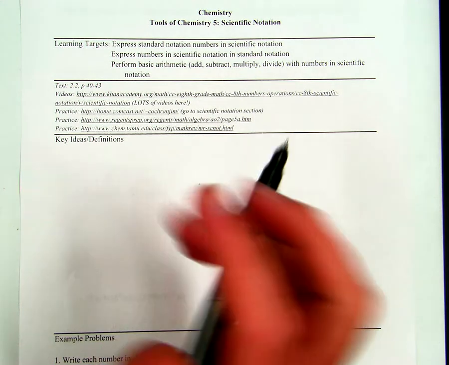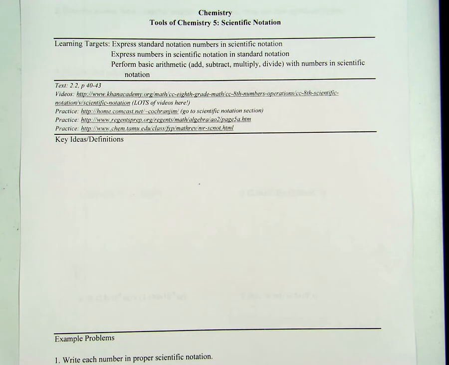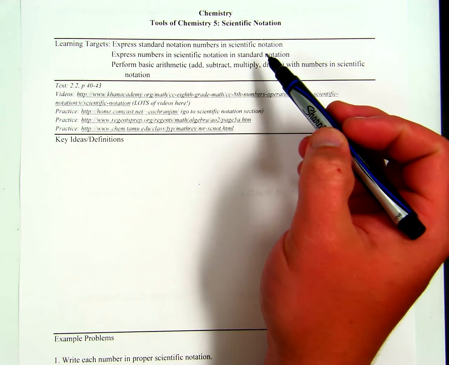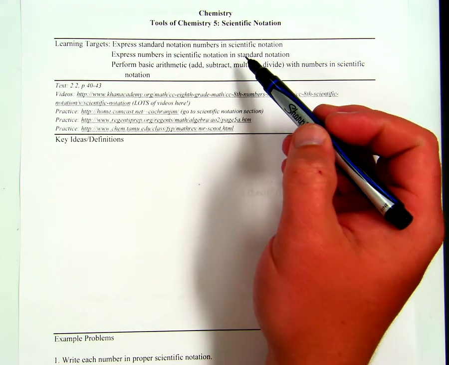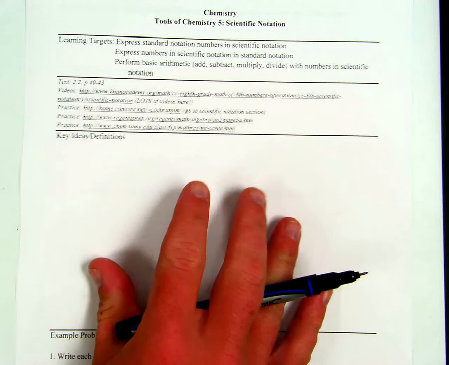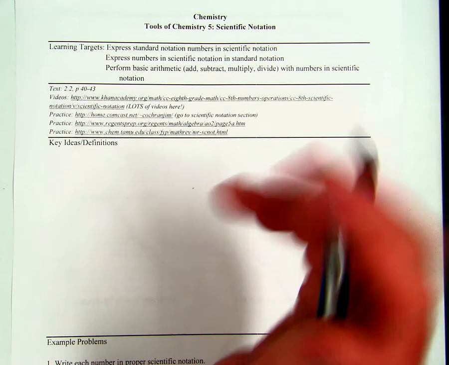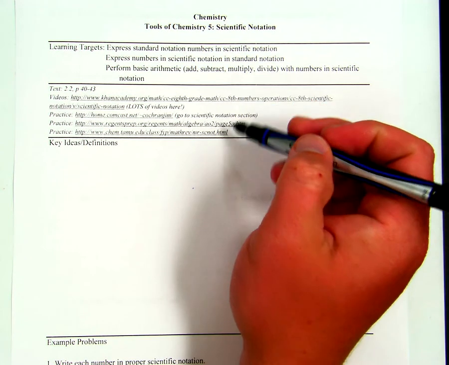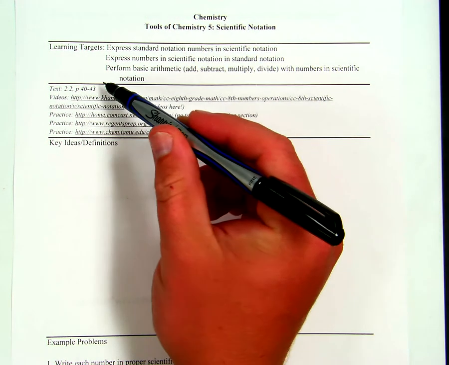Here are our learning targets for this video. We have 3 learning targets. The first one, we should be able to express standard notation numbers in scientific notation, and vice versa, express numbers in scientific notation in standard notation, and then also perform basic arithmetic, meaning add, subtract, multiply, and divide with numbers in scientific notation.